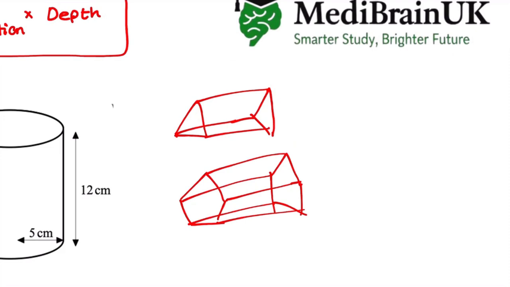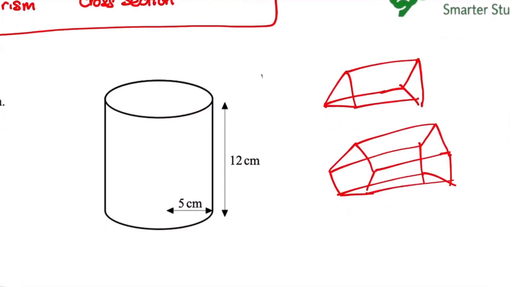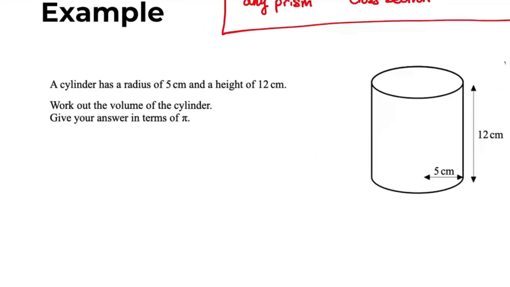Okay, the only thing that is not a prism is a cone. Okay, and the reason why a cone is not a prism is because if you have a look at the cone, it keeps getting narrower and converges to a point. That's why it's not a prism, it's just a 3D shape. But in these examples, a cylinder, you have a circle that goes all the way through the shape, and that's why it's a prism. So it says a cylinder has a radius of 5 centimeters and a height of 12 centimeters.